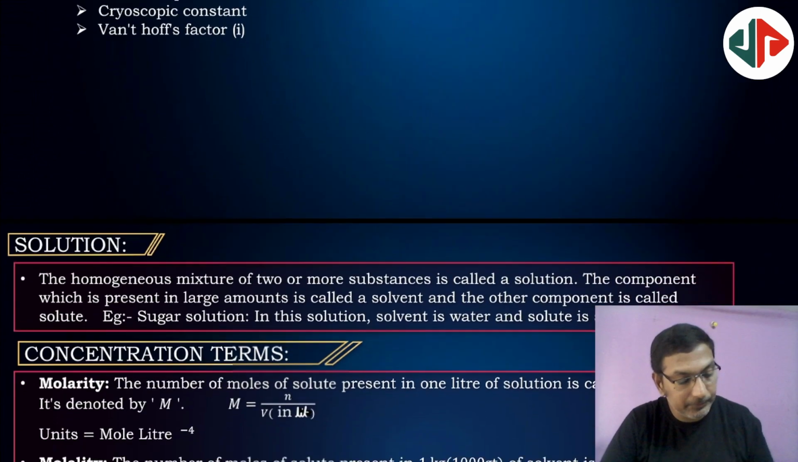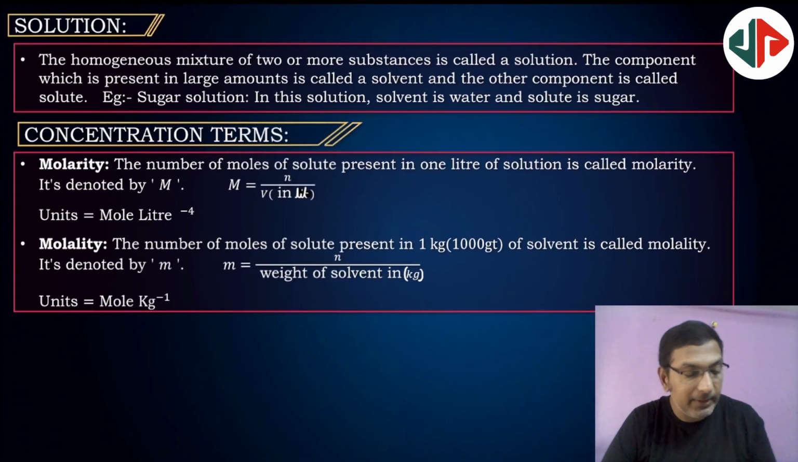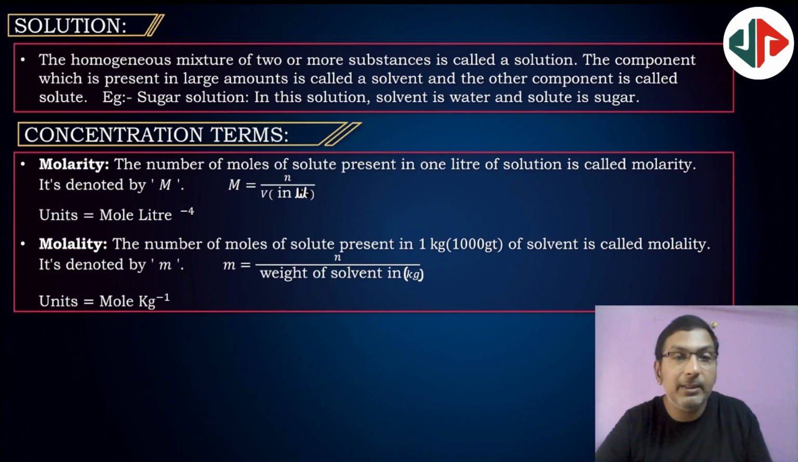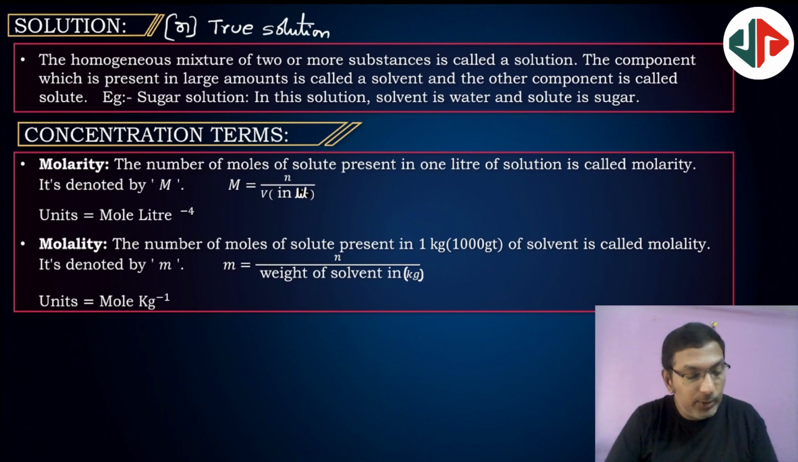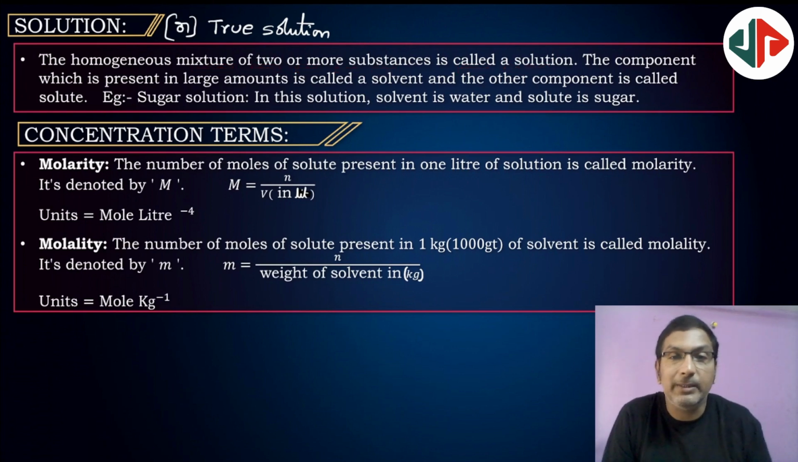Next, see here, what is the solution? So, solution or it can be also known as a true solution. True solution. So, it is homogeneous mixture of two or more components. So to form a solution, there should be minimum of two components.